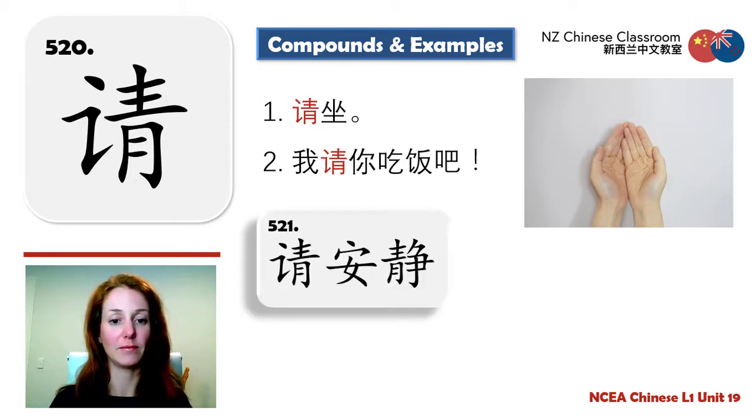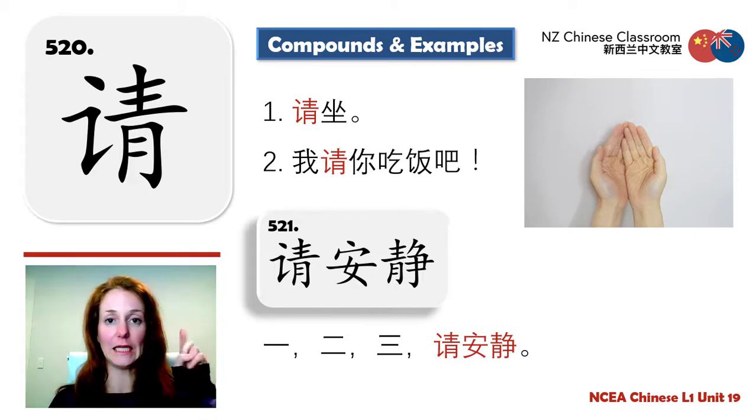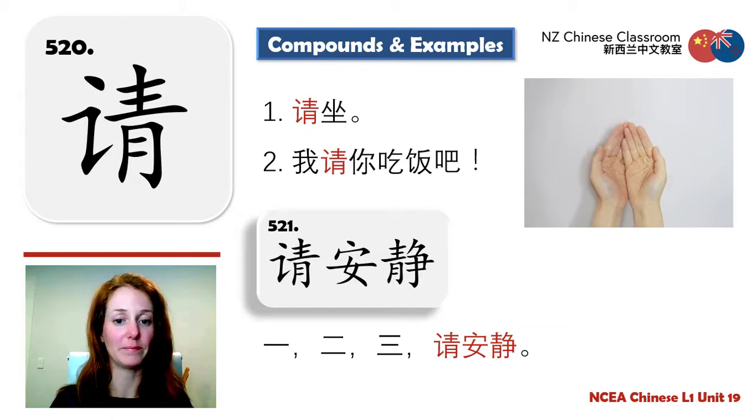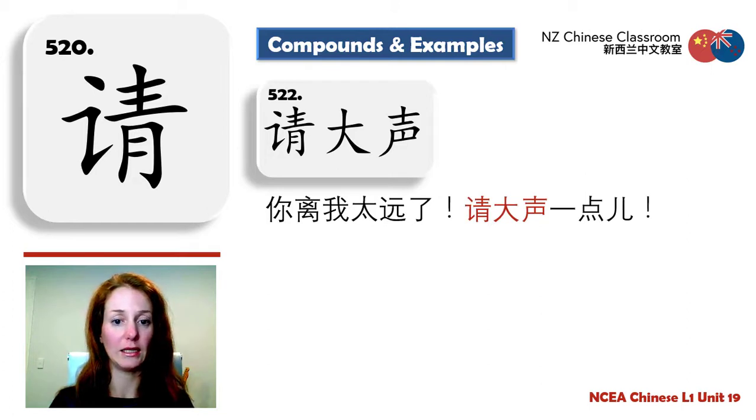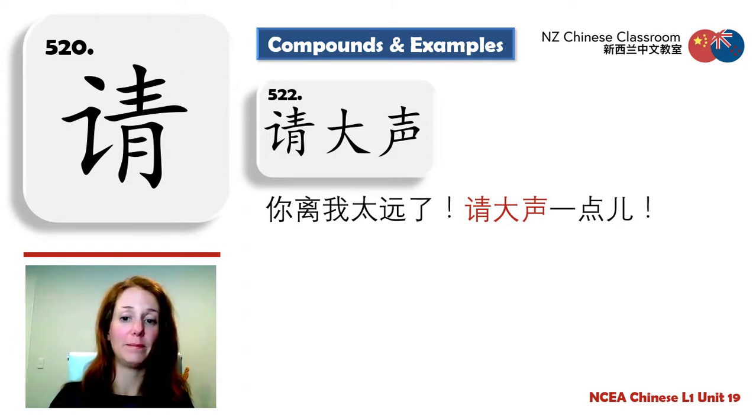Okay, 请安静. You might hear your teacher say 1、2、3, 请安静. 1, 2, 3, please be quiet. 安静 means quiet. Okay, 请大声. We know some of these words. So 请, please, 大, big, 声 is a voice. So big voice, speak louder. 你离我太远了，请大声一点儿. You are far away from me. Please speak louder a little bit.